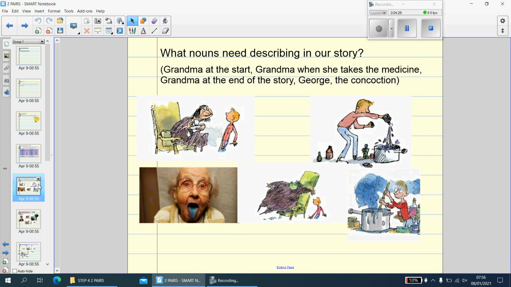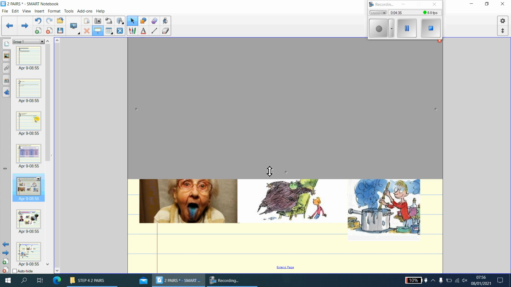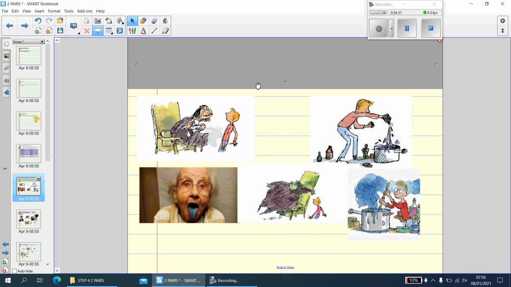Moving on. I've given you the answer. Silly Miss Smith. First of all, what nouns are there in the story? Okay, so think what people, places, or things are in George's Marvellous Concoction. Pause me whilst you have a think about it.